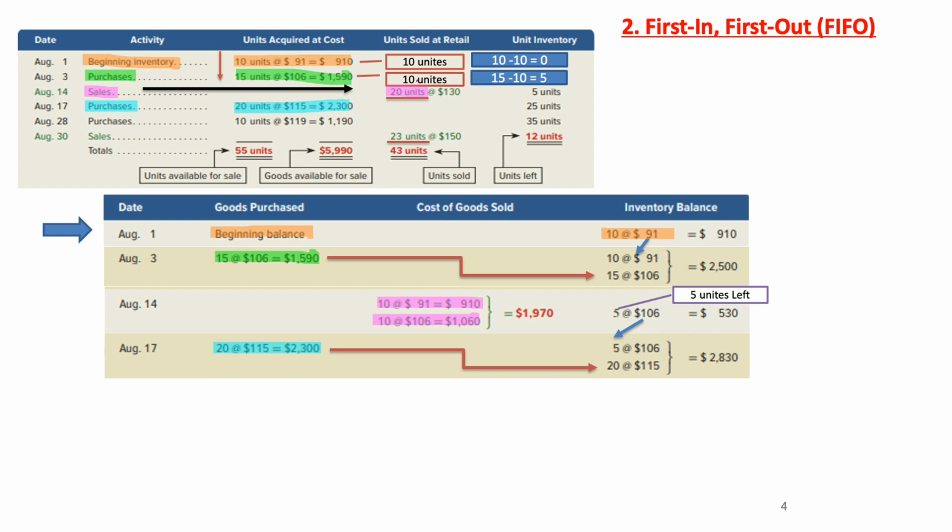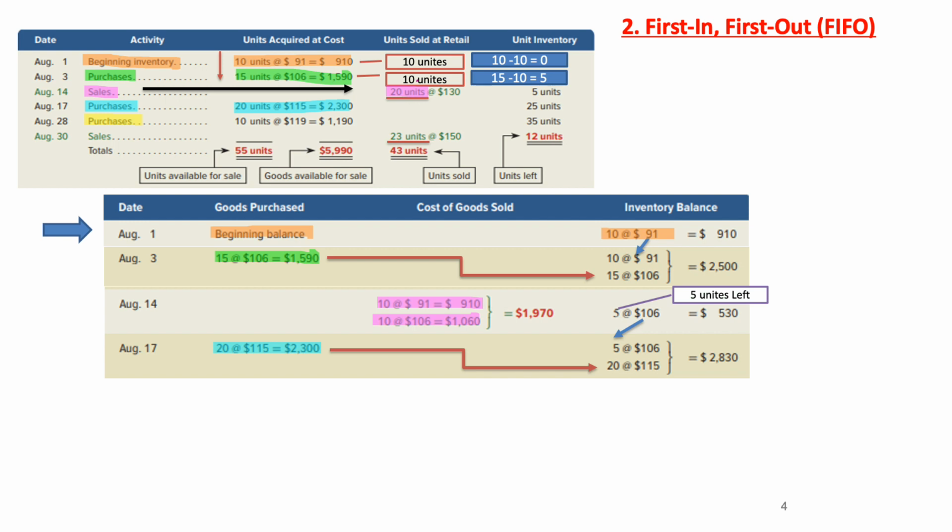So the total of 5 multiplied by 106 plus the total of 2 multiplied by 115 will give me 2,830. We can see here that the inventory balance is increasing because the company did some purchases. So now let's move on to August 28. What happened in August 28?